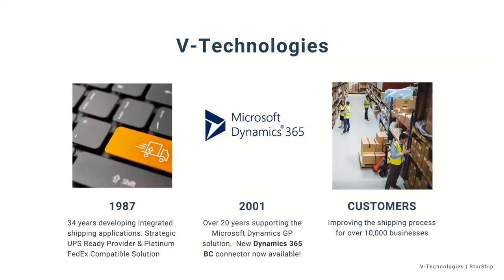A little bit about V Technologies first before we get started. The company was founded in '87. We've been supporting Dynamics GP or Great Plains for over 20 years. And just in the last year, we've also introduced the 365 BC connector. Starship is used by over 10,000 businesses in the US and Canada today.